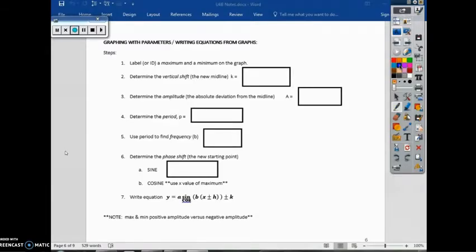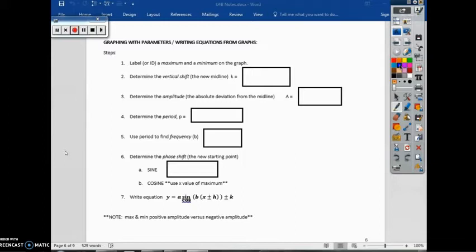So anytime that you want to write an equation, you're either going to be given 2 points or you're going to be given a graph in which you have to find those 2 points. So your first step, no matter what, is you want to label a maximum and a minimum on the graph. So they have to be consecutive maximums and minimums. So what I mean by that is you don't want to choose a maximum, go another period later, and choose a minimum. You want to choose either a maximum with the following minimum or a minimum with the following maximum.